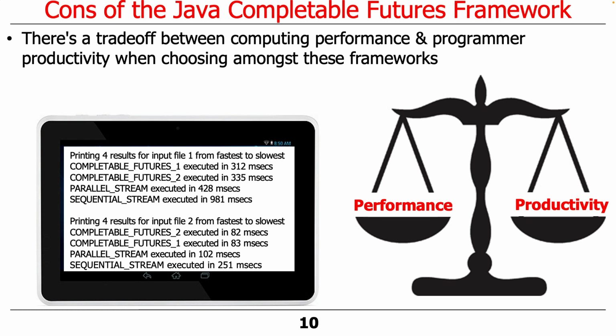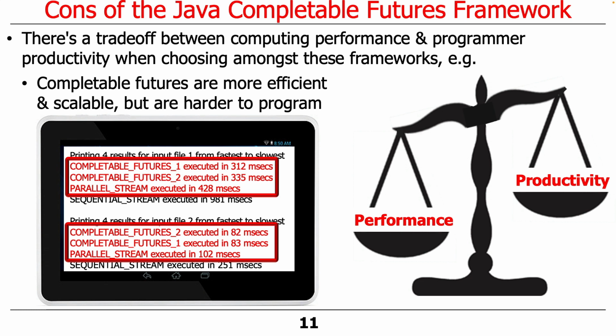However, if you're going to go to all that trouble, you might as well get a win. And as we talked about before, there is a win, in fact, by using the completable futures implementation. So things are faster, but it's more complicated. So the trade-off is between performance and productivity.